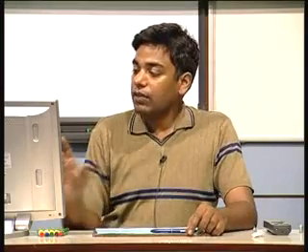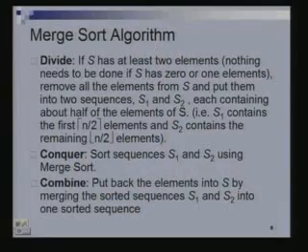How much time do we spend in the division step here? Constant time, right, because we are just saying if it is an array, we just say okay, this is S1, this is S2, we are not copying anything from anywhere to anywhere. That is one difference, right. We will come back to the conquer thing. Let us look at combine.